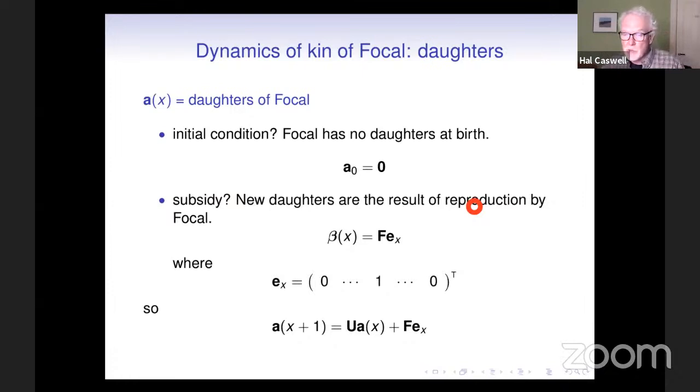The dynamics of focal's daughters, I'm going to use a vector which I'll denote by A, at age X. So what's the initial condition? How many daughters did focal have when she was born? None. Subsidy. How many new daughters does focal get at age X? New daughters of focal come from applying the fertility matrix to the age distribution of focal, which is just that she is at age X. So here's the dynamic expression for the daughters of focal mapped from one age to the next.